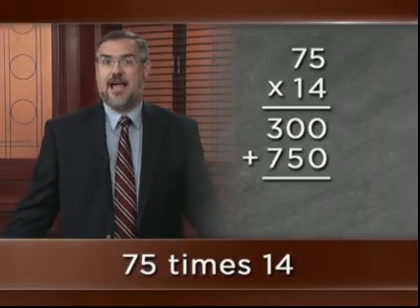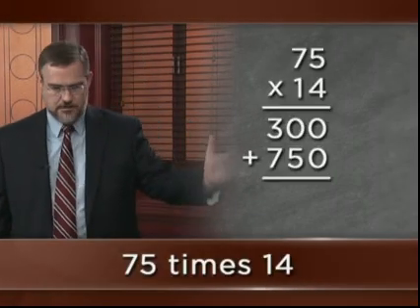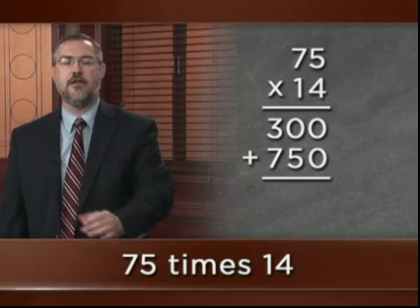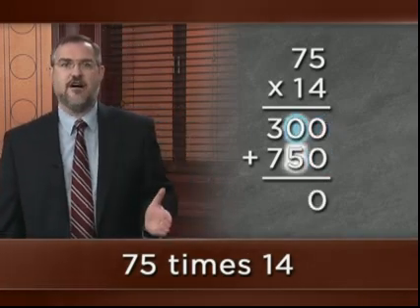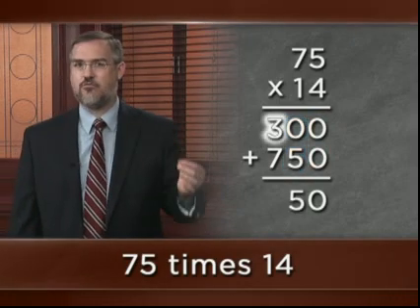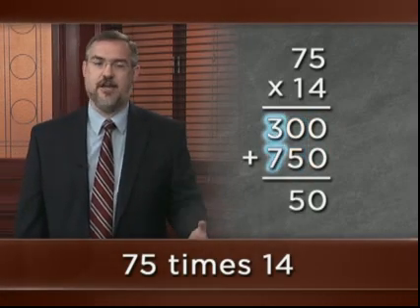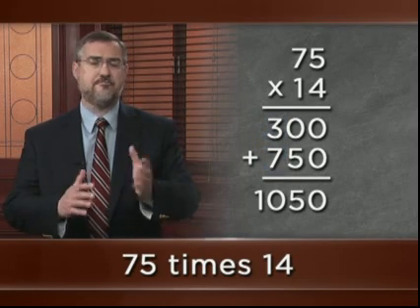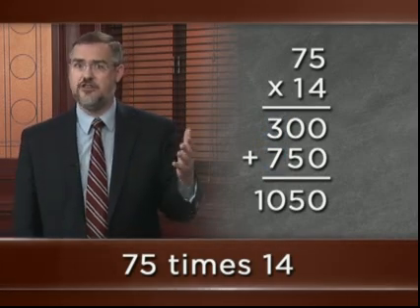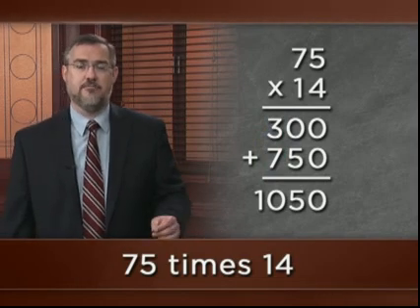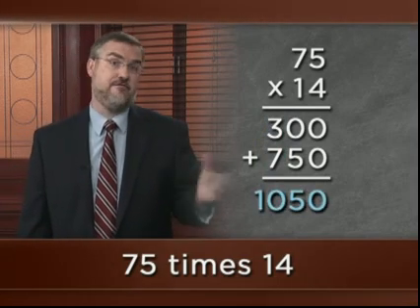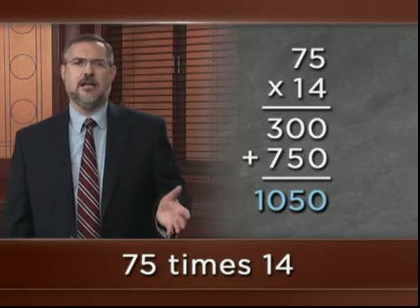So now I'm just going to add, starting with the rightmost column and working my way to the left. 0 plus 0 is 0. 0 plus 5 is 5. And 3 plus 7 is 10. And if I write those pieces down in the usual addition type problem, I'm going to see my final answer. It's actually going to be 1,050.